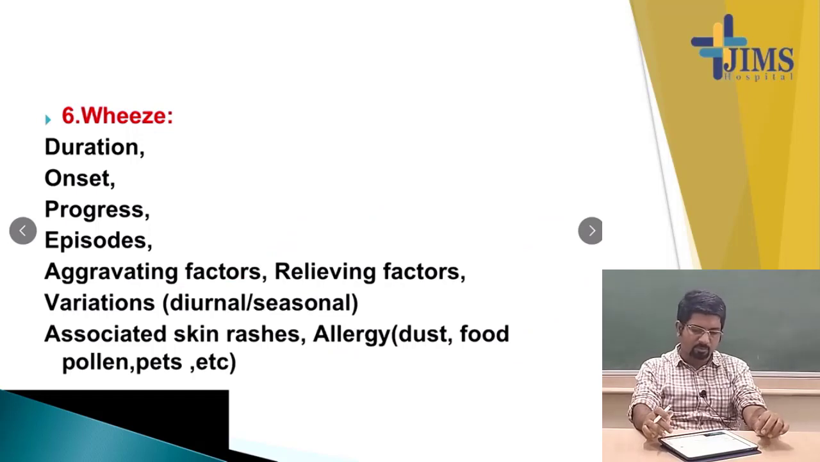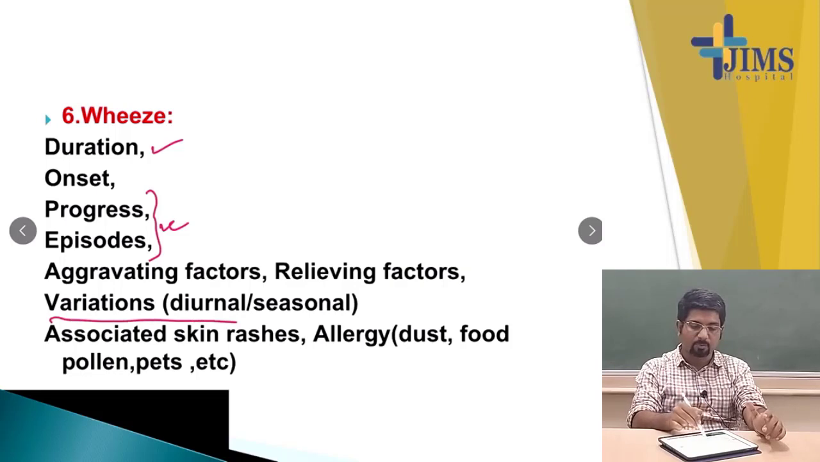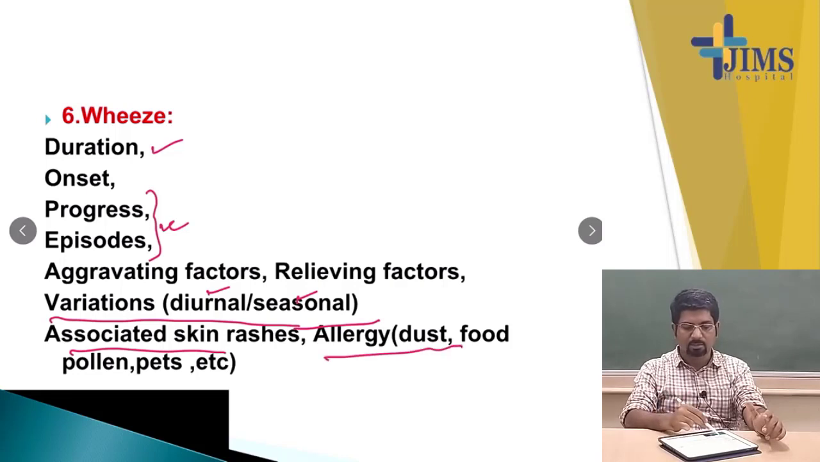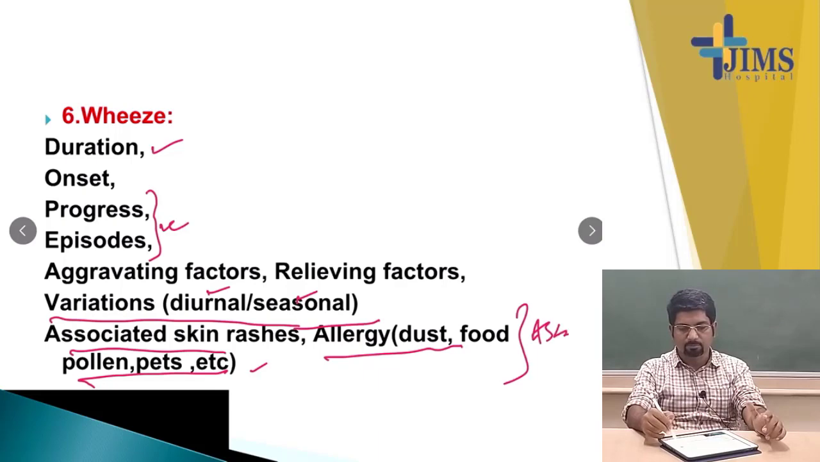Now come to the wheeze. Wheeze means a whistling sound that occurs mainly from the airways, and you have to know the duration, whether it is acute onset or chronic onset, then progression and episodes. We have already described this. The variation is very important, whether it is seasonal variation or diurnal variation. Association with any skin rash or allergy, such as dust, food, pollen, etc., indicates asthma.